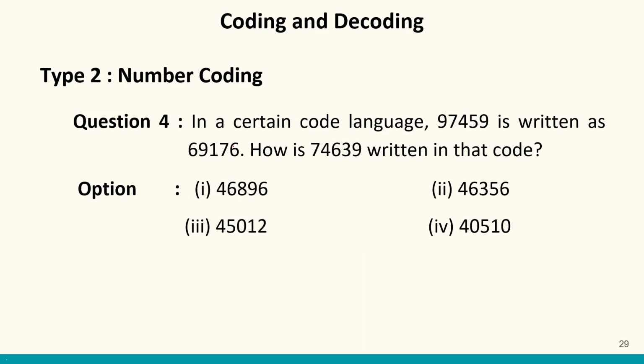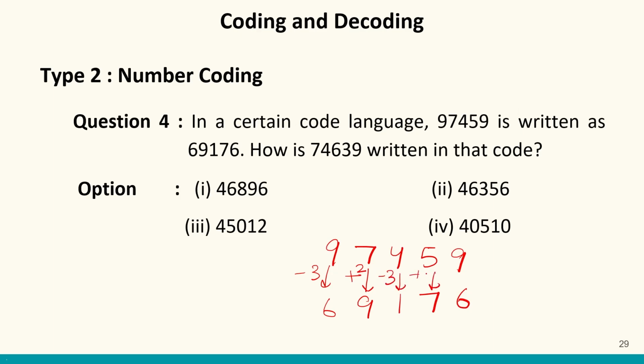Now, in a certain code language, 67459 is written as 69176. So let us find the logic. 7, 6. Here I can see it is going minus 3. Here I can see it is going plus 2. Here I can see it going minus 3. Here I can see it going plus 2. And here again I can see it going minus 3. So the logic is minus 3, plus 2, minus 3, plus 2, and so on.